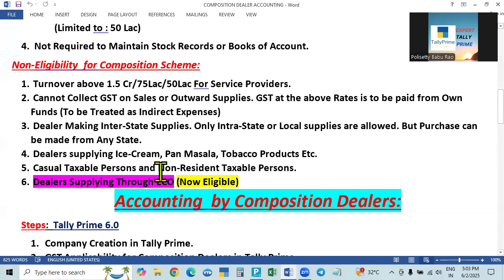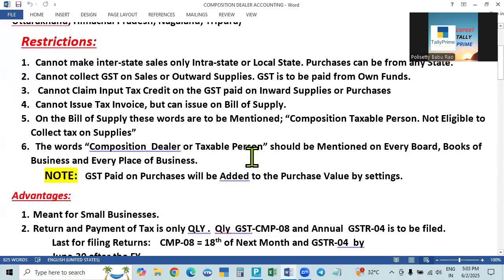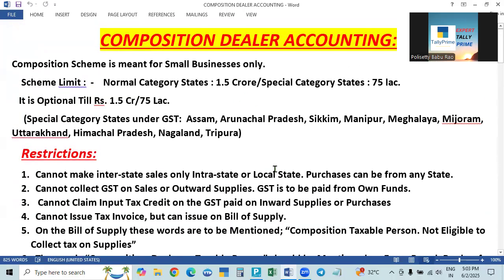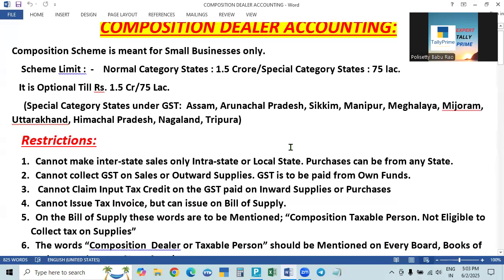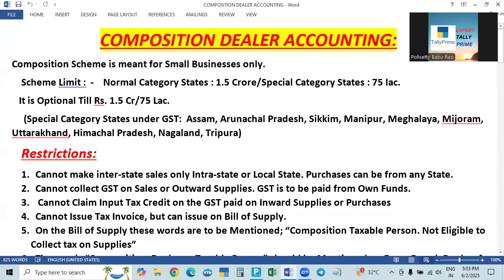If any dealer supplies goods or services through an e-commerce operator, then they could not register under the composition scheme. That was the rule, but now they are eligible to register under the composition scheme also. Previously they were not allowed, but now they are eligible. So this covers everything relating to the composition dealers under the GST Act.